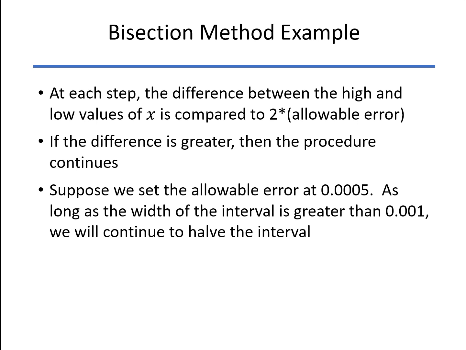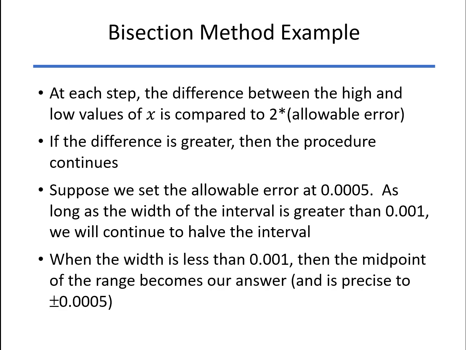So we'll say our allowable error is half of a thousandth, or 1/10,000th. If the interval is greater than 1/1000th, then we keep going. Once it becomes less than 1/1000th, then we take the midpoint of the range for our answer. Therefore, the precision is plus or minus half of that interval.